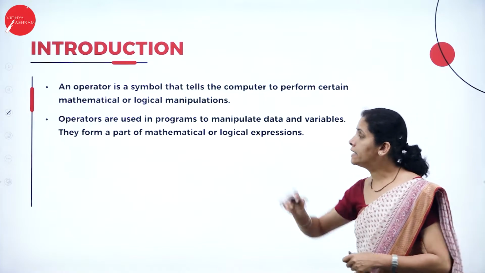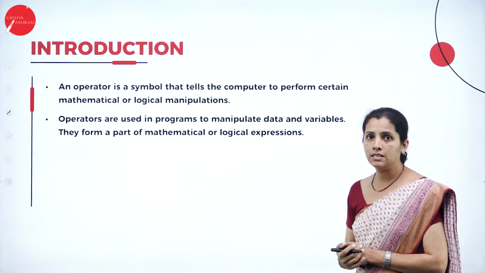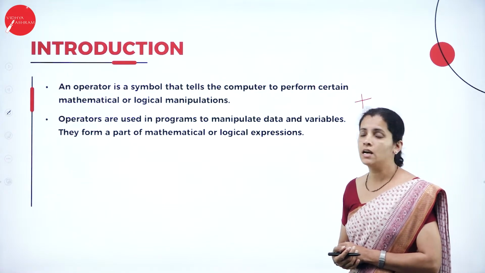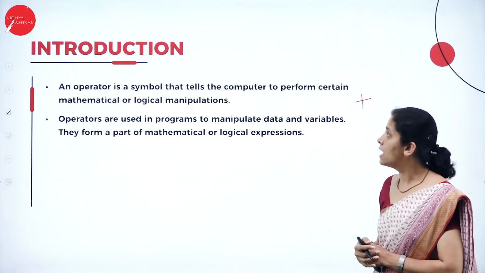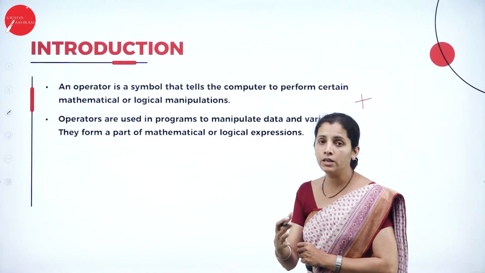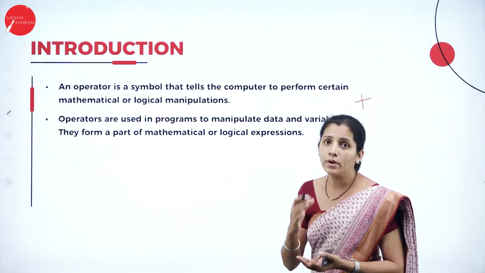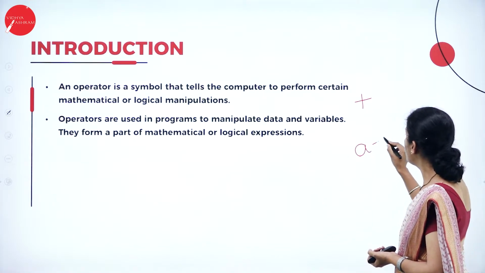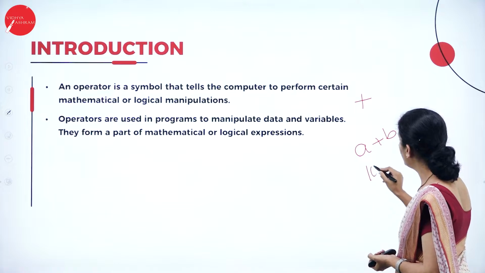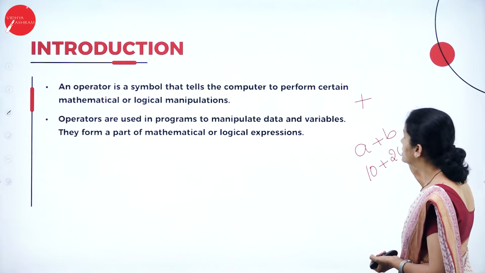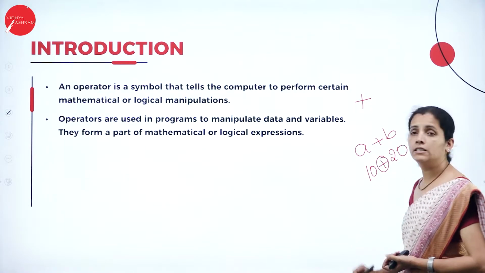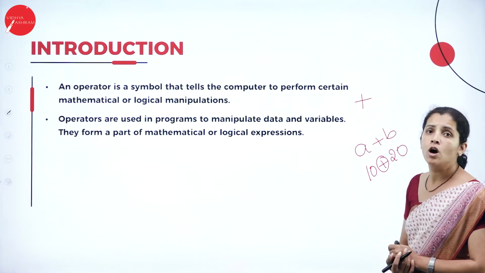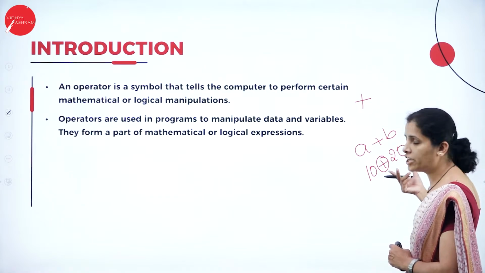Now, operators are nothing but the symbols. And what kind of symbols? That is all the arithmetic symbols or the operators. And it informs the computer what operation must be carried out. For example, if I have A plus B, that is nothing but 10 plus 20. Now, this operator, that is nothing but plus operator, informs the compiler to perform addition operation.